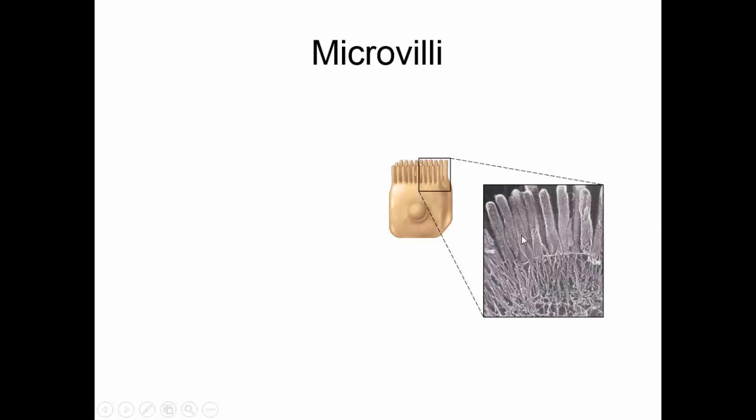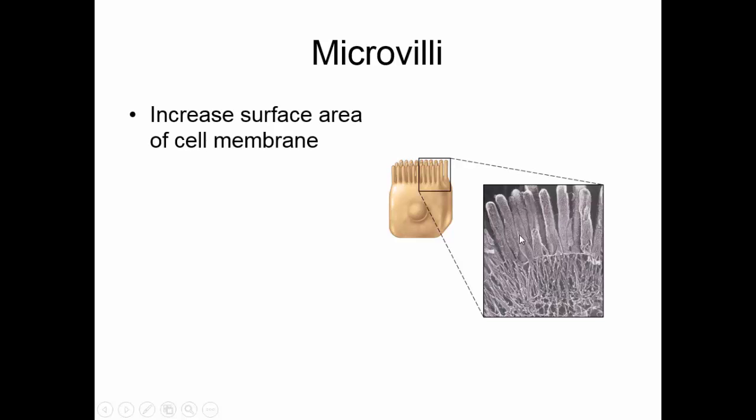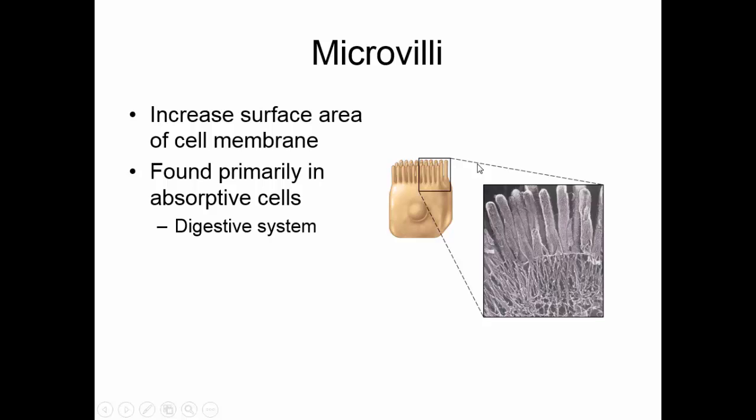These are finger-like projections that help increase the surface area of the cell membrane. Microvilli are found on cells whose primary function is absorption. If the idea is that you're going to absorb material, the larger the surface area, the more likely you are to absorb material. We find this kind of cell lining the digestive system. We also find them in parts of the kidney.